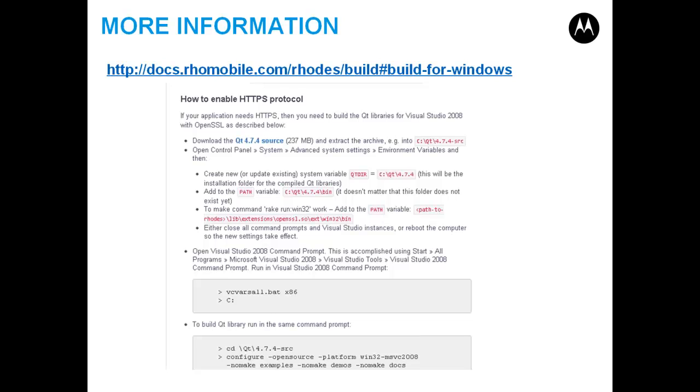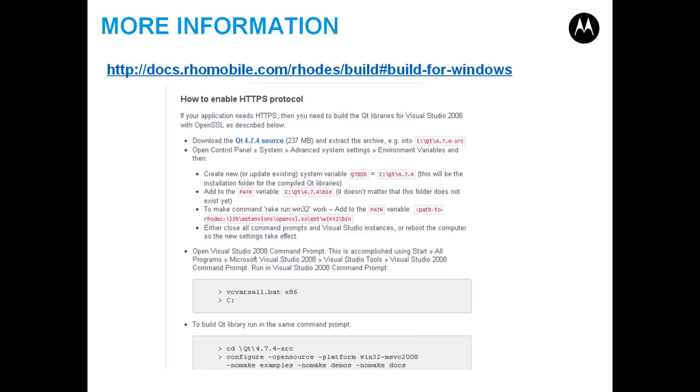All right, so some more information about building for Windows 32 can be found on our doc site. If you go to docs.rhomobile.com/road/build for Windows, there's some more detail about doing this. One particular note here is if your application is using HTTPS, by default that's not in the Qt library, and you need to go through and rebuild the Qt library in order for that to be available. So there's some information on how to actually do that. Okay.